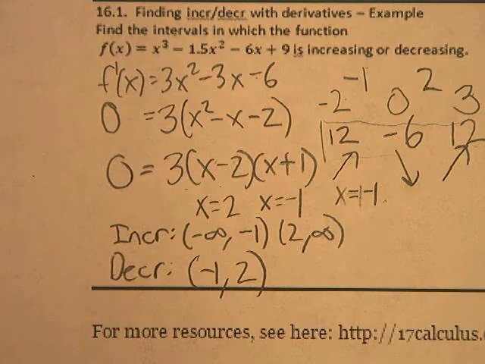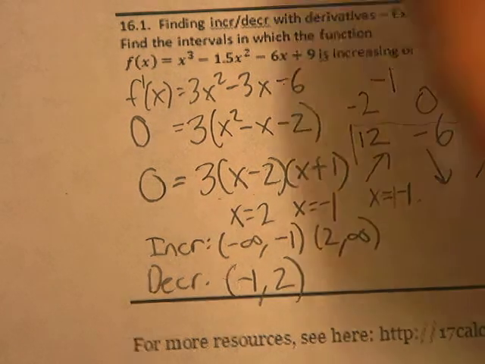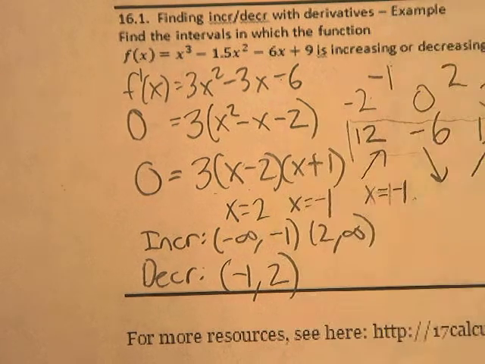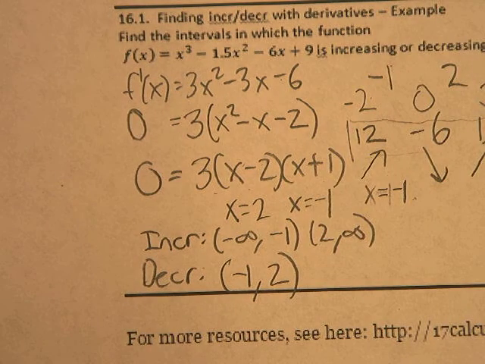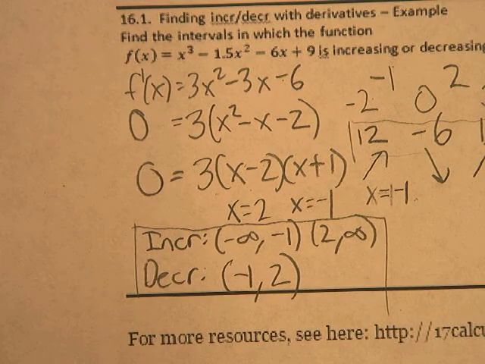Notice how I used open parentheses, whereas closed parentheses include the interval, open parentheses don't include the endpoints of the interval. It's because the slope is 0 at these 2 points. It's neither increasing nor decreasing. So this is it. Increasing, decreasing, I got it.